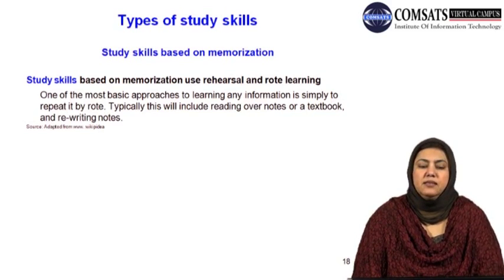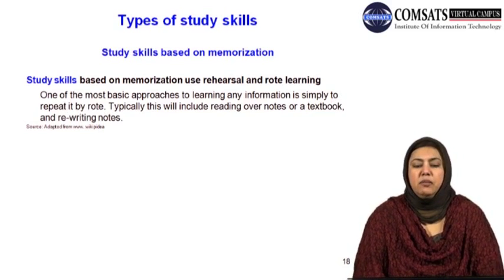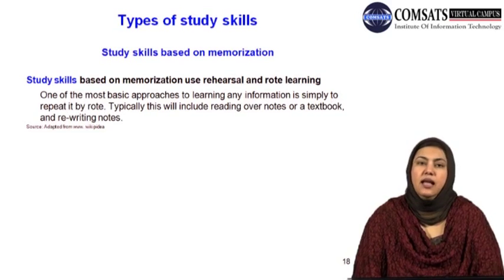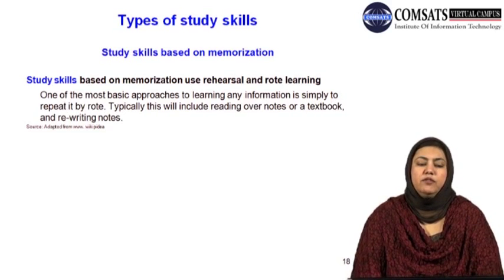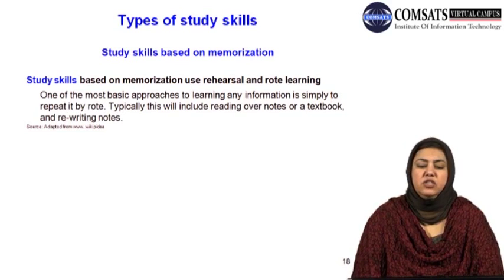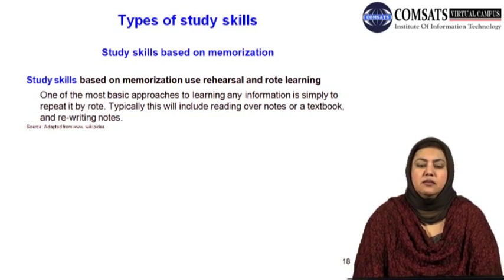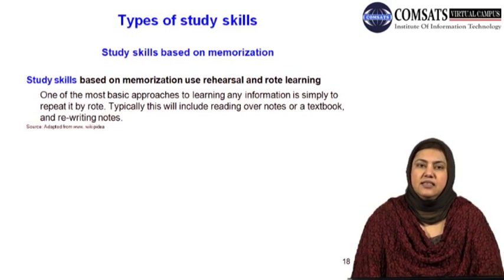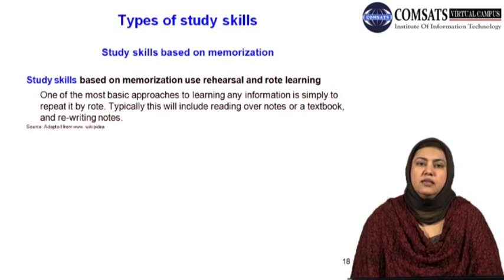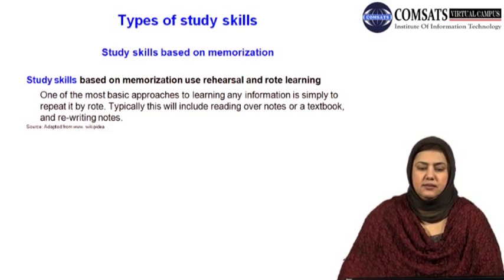The first type is study skills based on memorization. Study skills based on memorization generally use rehearsal and rote learning. One of the most basic approaches to learning any information is simply to repeat it by rote. Typically, this will include reading over notes or a textbook and rewriting notes. I would say this is a very traditional and conservative way of using memorization as a study skill for learning purposes, and despite a few advantages, it has a lot of disadvantages.